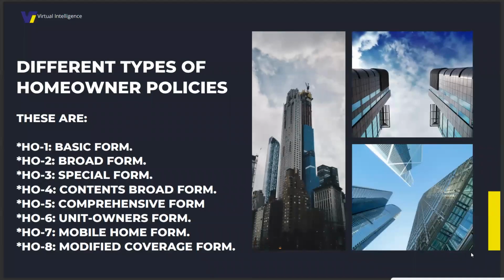There are different types of homeowner policies, and these are Homeowner 1 or basic form, Homeowner 2 or the broad form, Homeowner 3, special form, Homeowner 4, contents broad form, Homeowner 5, comprehensive form, Homeowner 6, unit owner's form, Homeowner 7, mobile home form, and lastly, Homeowner 8, or the modified coverage form.